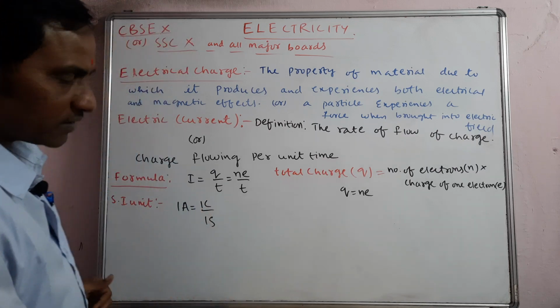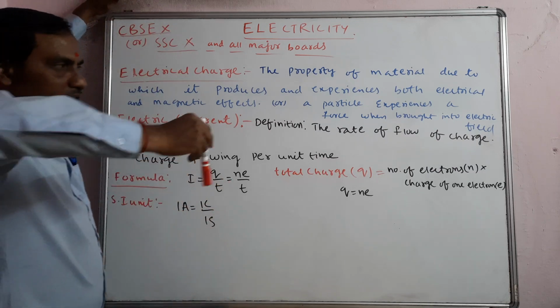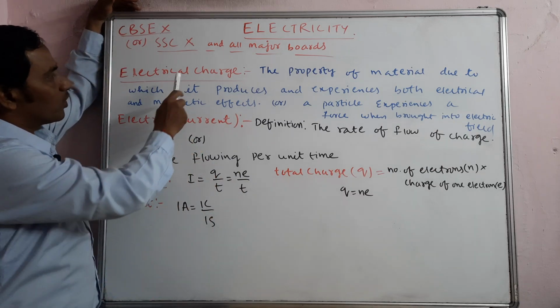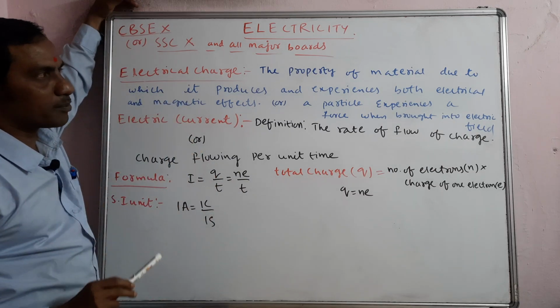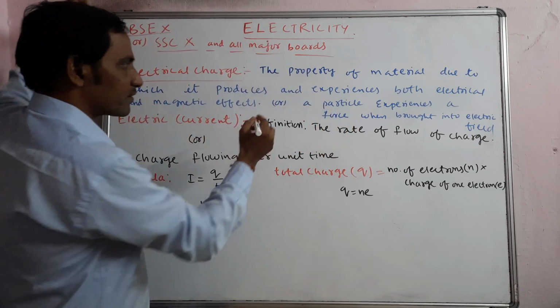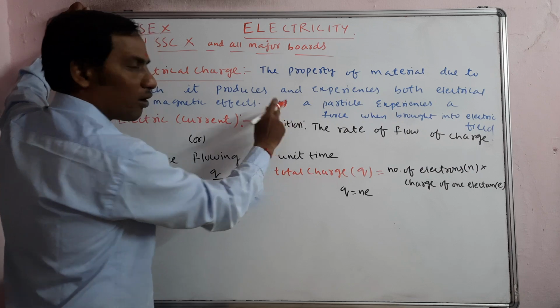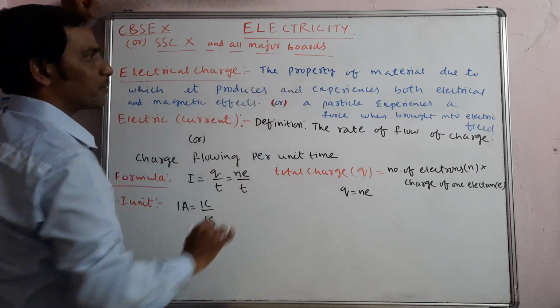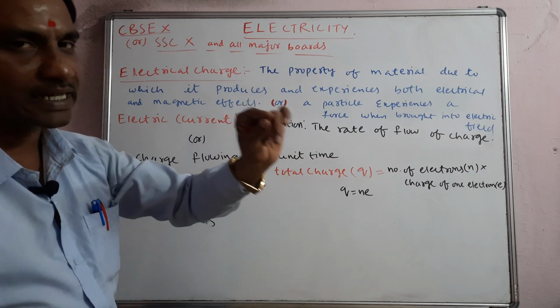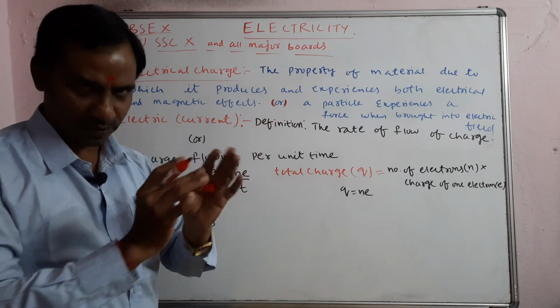To save time I wrote this already and kept it ready for you, but from next time onwards I can write after explaining. See, what is electric charge? First of all, the electric charge definition you can write in two ways. One is what I wrote here: the property of the material due to which it produces and experiences both electrical and magnetic effects. That is one definition.